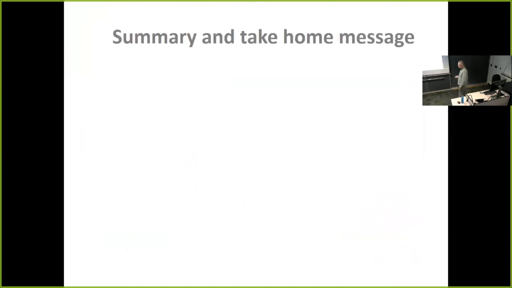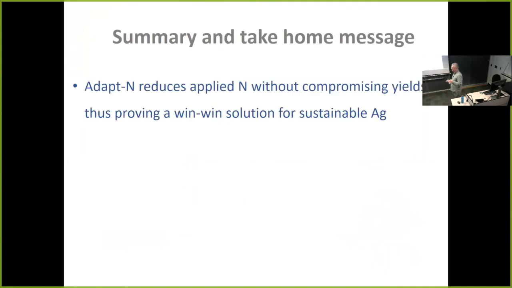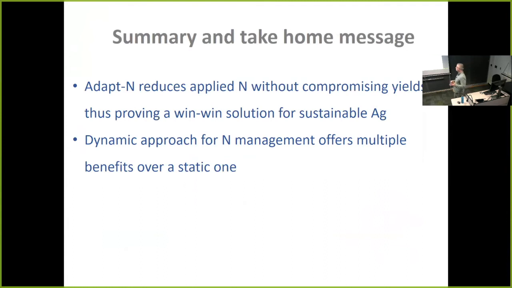Okay, so a few take home messages from this seminar. AdaptN allows reduction of N application without reduction of yield. And it just proves that there could be a win-win situation where the farmer increases profit and there's less environmental pollution. We found a dynamic approach to be much better than a static approach in estimating N rates, and it leads to higher profitability and lower environmental pollution.